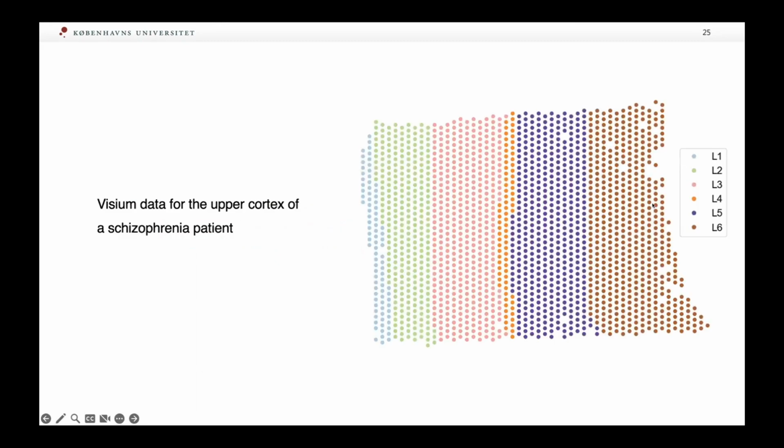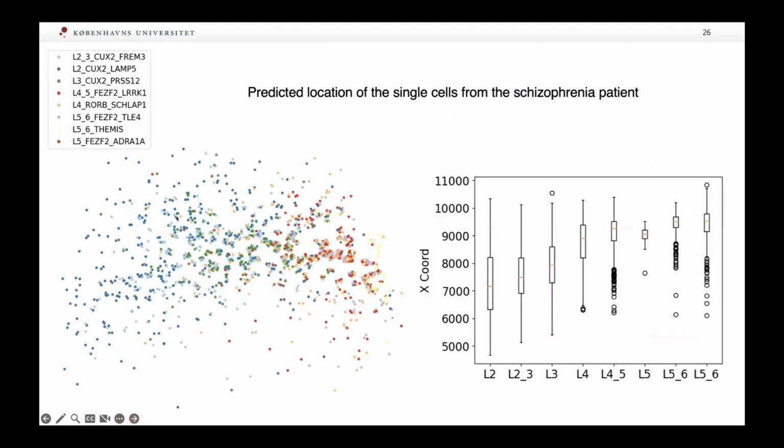And here we showed the anatomic annotation for the ST data. So the layers from left to right, layer 1, 2, 3, and 5, 6. And here we showed our prediction. So we can say it's not as good as what we got from Stereo-seq V2 and Visium mouse brain data, but still we recovered the location of the single cells to some extent.